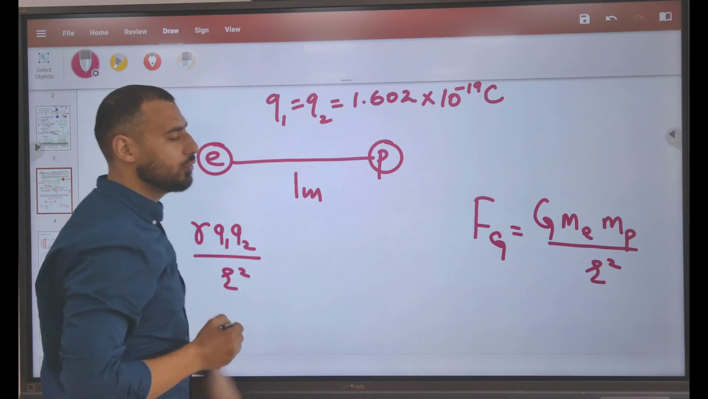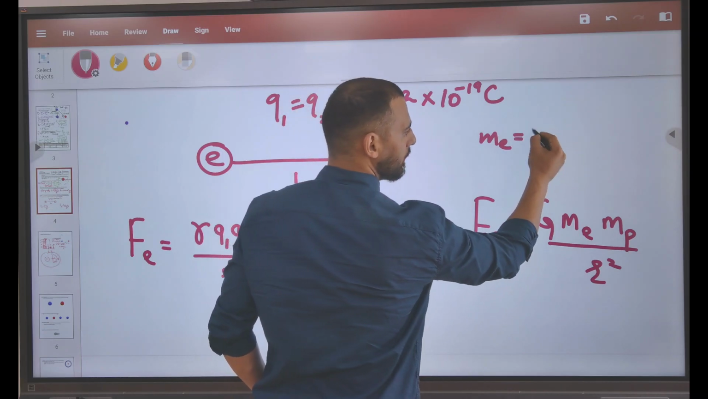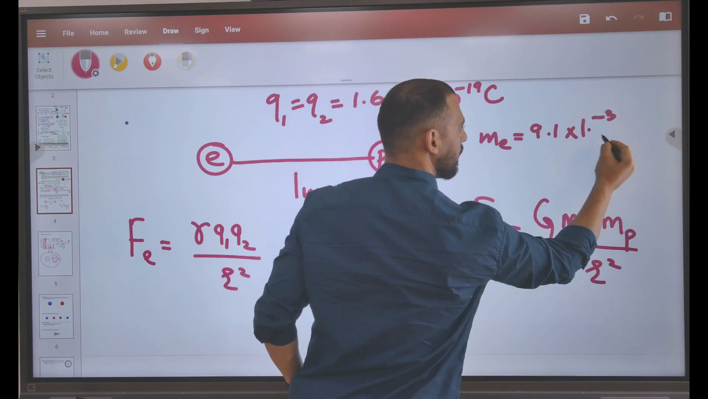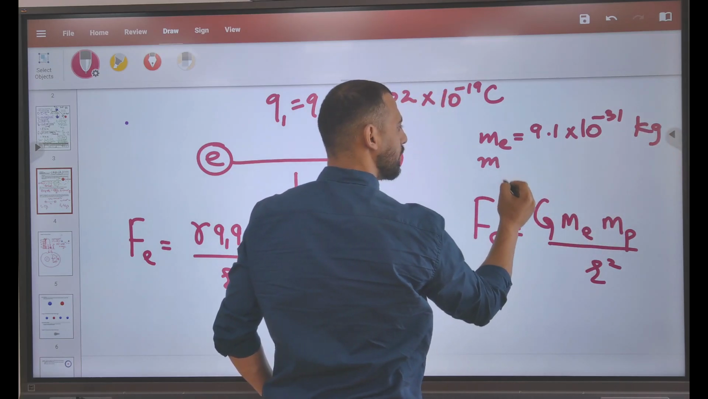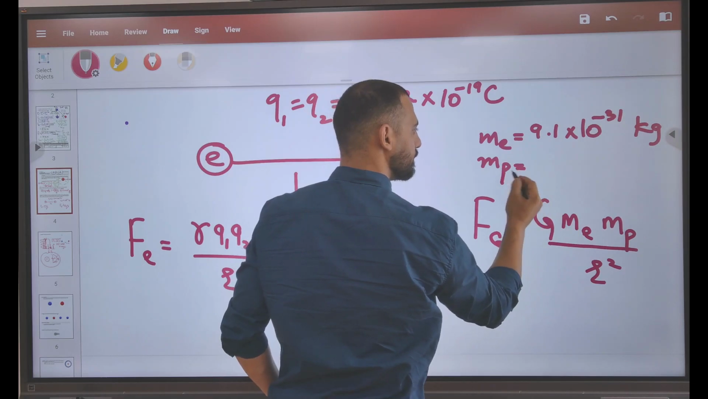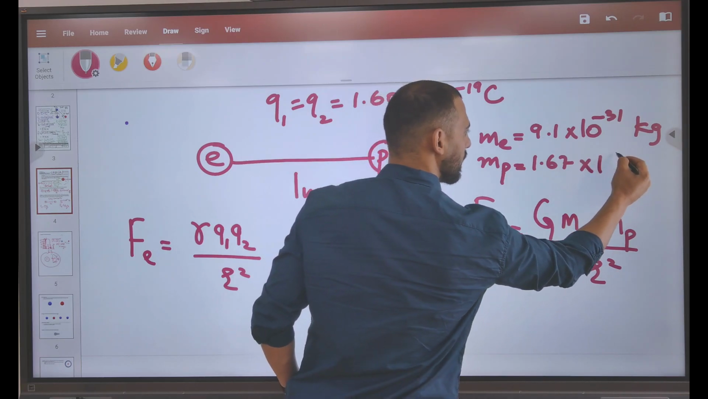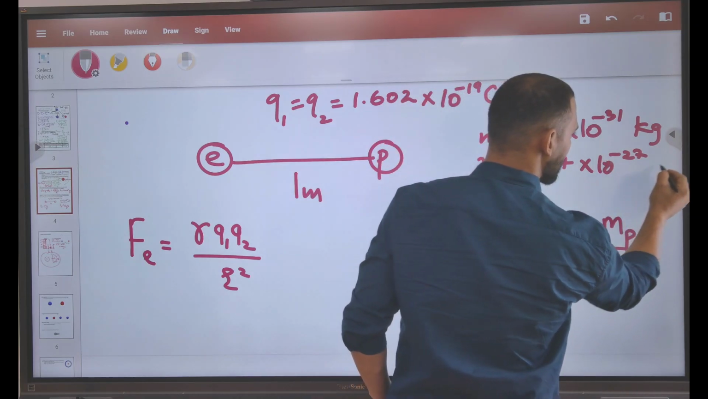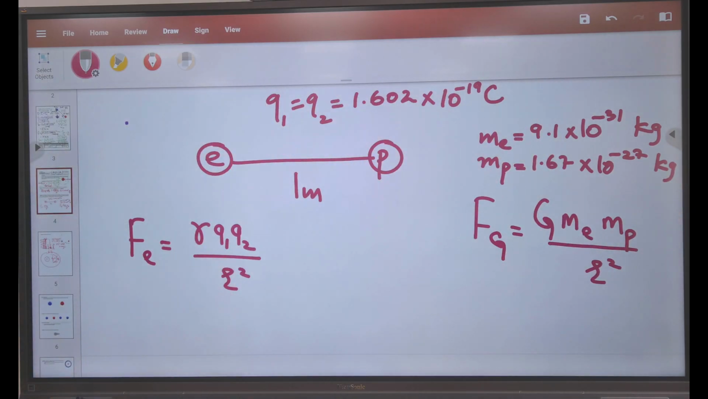Okay? Then you have the mass. The mass of electron is equal to 9.1 times 10 raised to the power negative 31 kgs. And the mass of proton is equal to 1.67 times 10 raised to the power negative 27 kgs. Put in the values. Can you put the value of R? R is 1 meter.